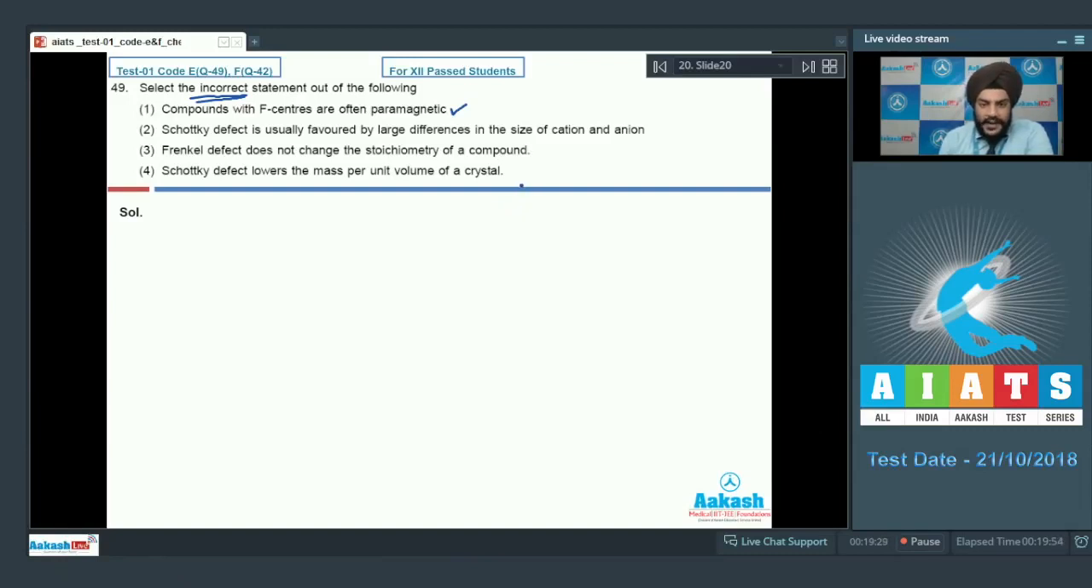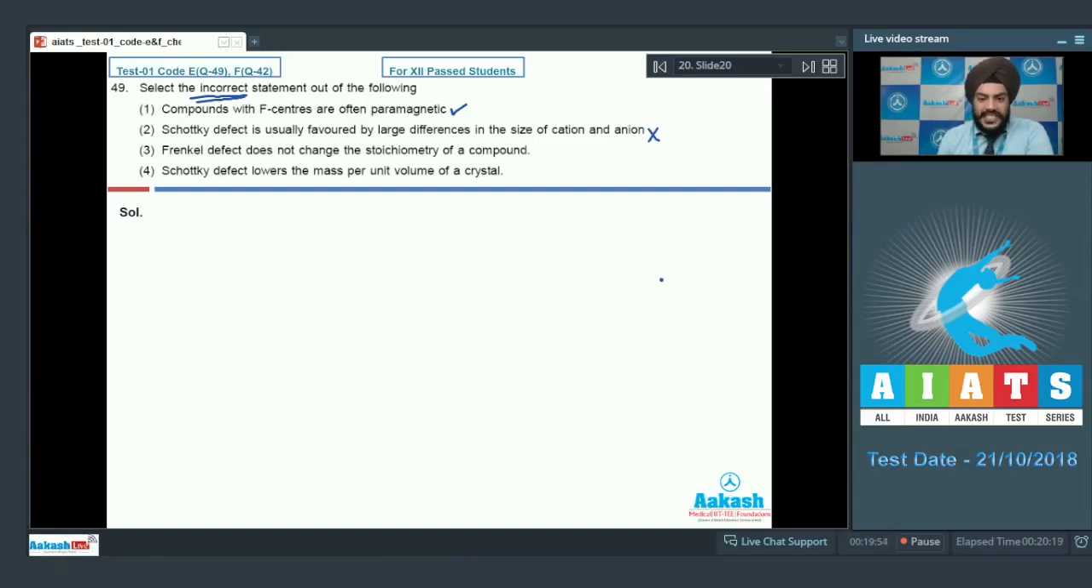Schottky defect is usually favored by large differences in size of cation and anion. Students, this statement is incorrect. For Schottky defect, the ions have to leave in pairs. So for them to be able to leave in pairs, they should have almost comparable sizes. So statement 2 is incorrect. Let us look at statement 3.